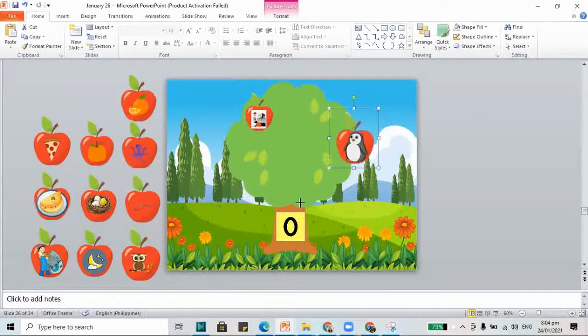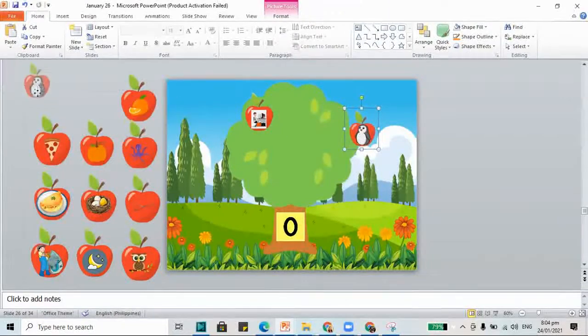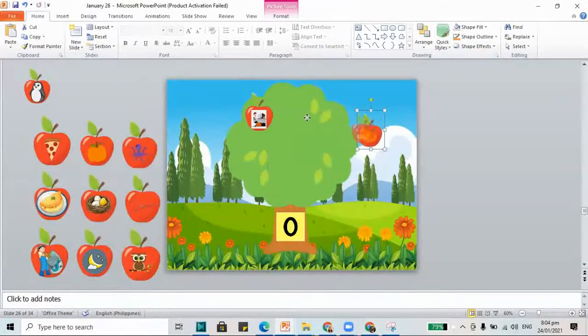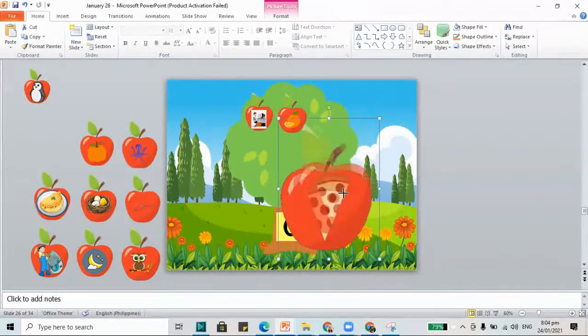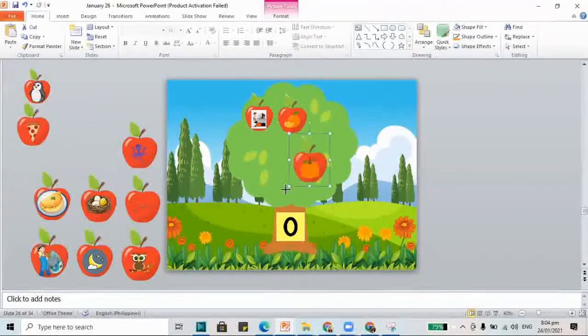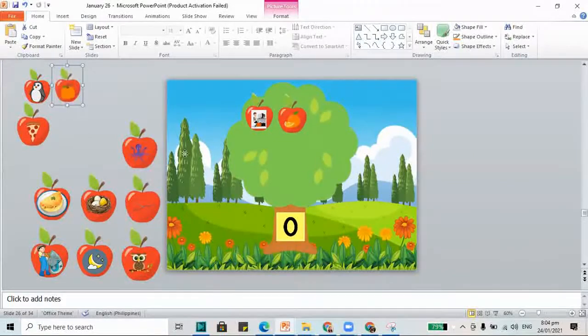How about the penguin? Does it begin with O? No, penguin doesn't go in O. How about the orange? Does orange begin with O? Yes, let's put it inside. Let's put it in the tree. How about pizza? No, pizza doesn't go in the letter O. How about pumpkin? No, pumpkin doesn't begin with the letter O.